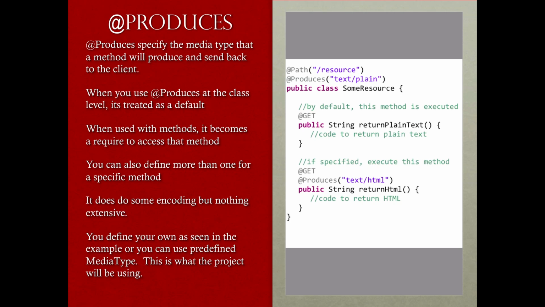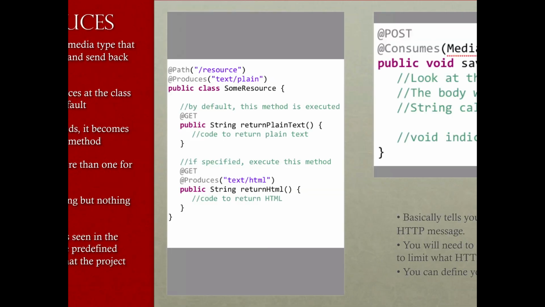You can also have a method accept more than one output type. We will go more in detail on that later on in this series. The examples shown to the right are user-defined produce types. In this series, we will be using predefined media types that will do some encoding for us. Again, as soon as we get into the coding, I will explain this more in detail.